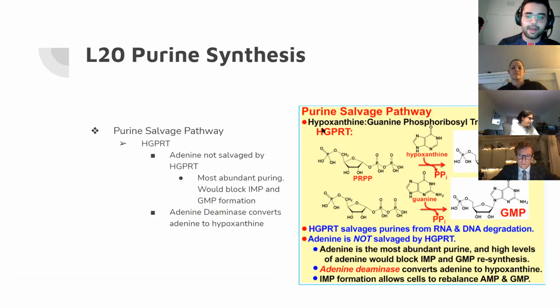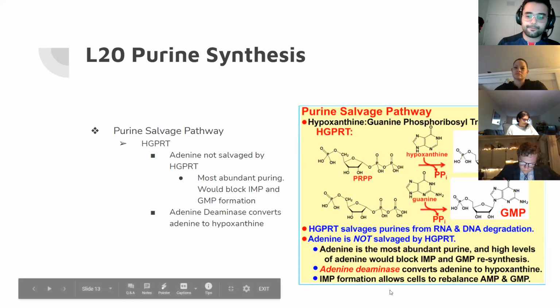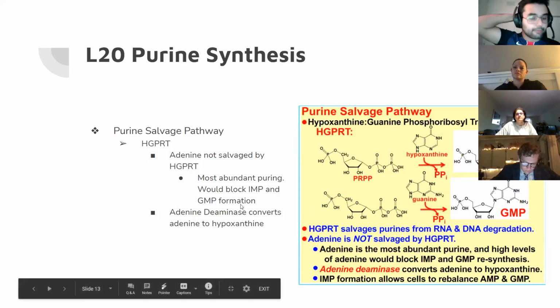It's our hypoxanthine guanine phosphoribosyl transferase. It's a mouthful. So just HGPRT, right? So these salvage purines from RNA and DNA degradation, right? As I said, the big thing here is that adenine is not salvaged by HGPRT.